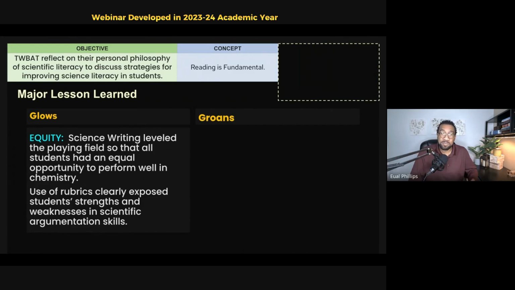And it also humbles the student who has always been successful in science, but they've never been challenged in the communication of their ideas scientifically. And then the other great thing is that the use of rubrics clearly shows me the student's strengths and weaknesses in regards to scientific literacy and argumentation. Now, here are the groans.